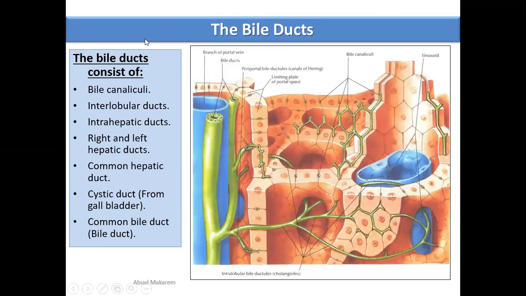Now coming to the bile ducts. This picture shows you the histological features of the liver. Here you can see the hepatocytes. You will study all this in detail when you study the histology of the liver. Here we will just briefly discuss how these ducts are formed. Between the liver cells, you can see the bile ducts. The smaller ones are called bile canaliculi. So the bile duct system begins with the bile canaliculi, which lie between the liver cells.